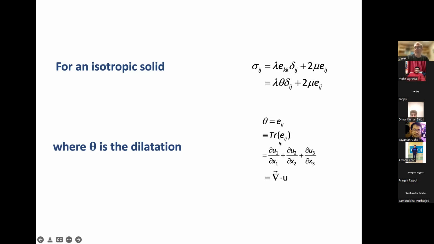And if I write that in terms of the partial derivatives of u with respect to x, I get the trace of the strain tensor is du1/dx1 plus du2/dx2 plus du3/dx3, which is just the divergence of u. So the dilatation, which is the fractional volumetric change, is just going to be the divergence of u.